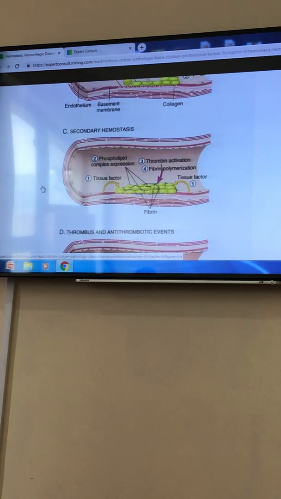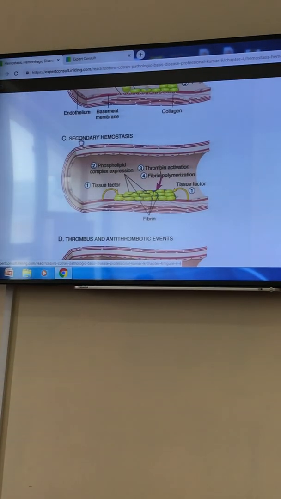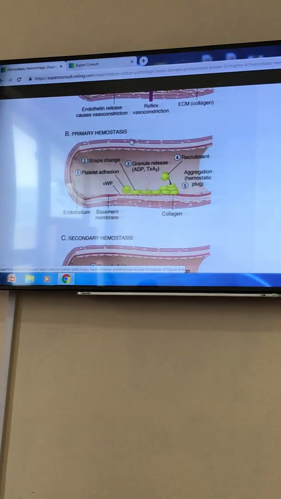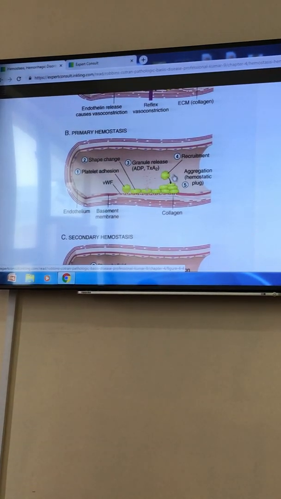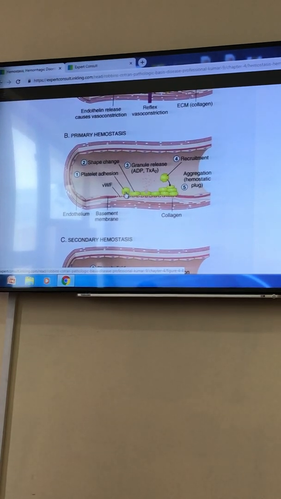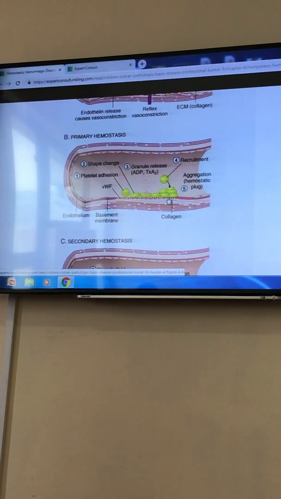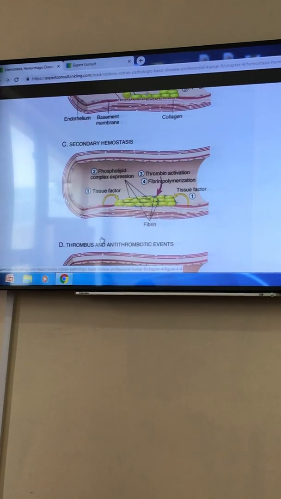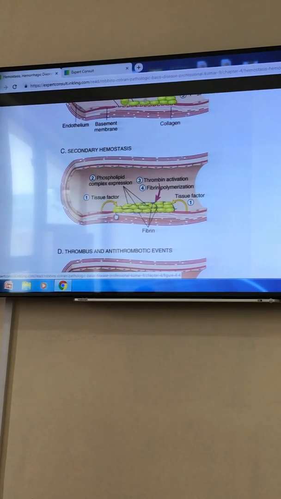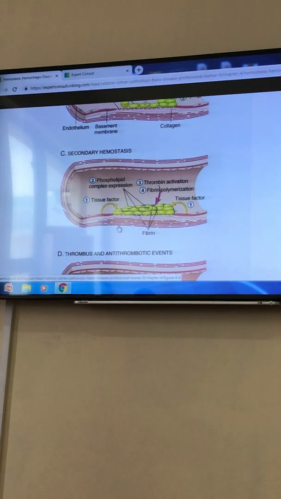And secondary hemostasis means the role of coagulation factors. So in primary hemostasis, we don't have coagulation factors here. There is just the role of platelets and collagen with von Willebrand factor. But in secondary hemostasis, coagulation factors are activated.